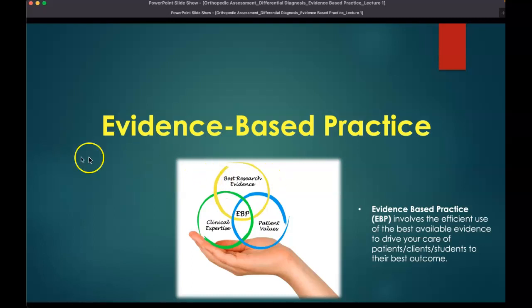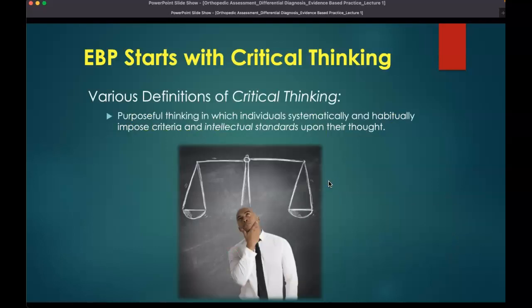So in summary, for the Board of Certification examination, when we're defining that, it involves the efficient use of the best available evidence, right, to drive care to your patients in hopes that we're improving patient outcomes. And it also encompasses your clinical expertise. So if we're thinking about evidence-based practice, the reason that it's so challenging, besides being time consuming in the clinical setting, is that it requires you to critically think.